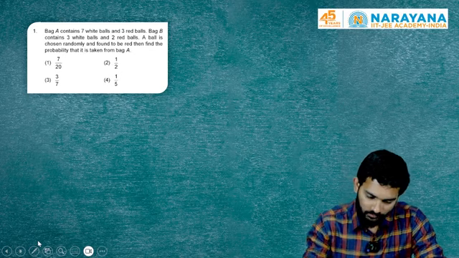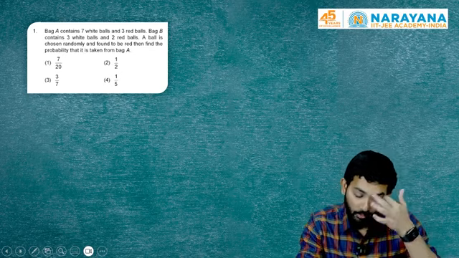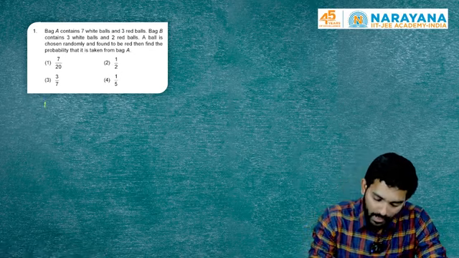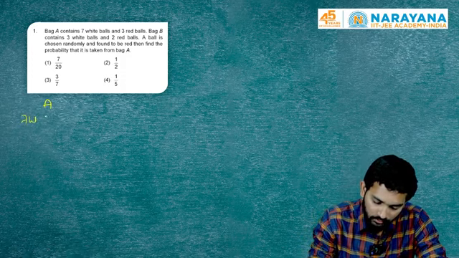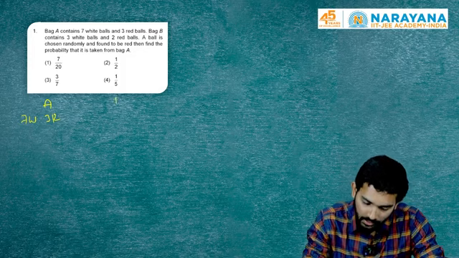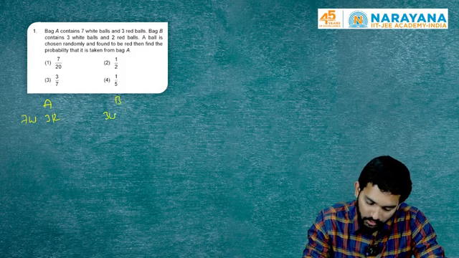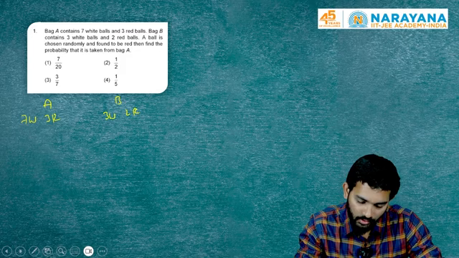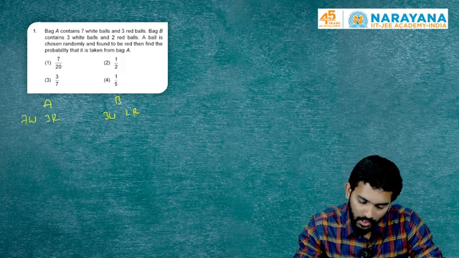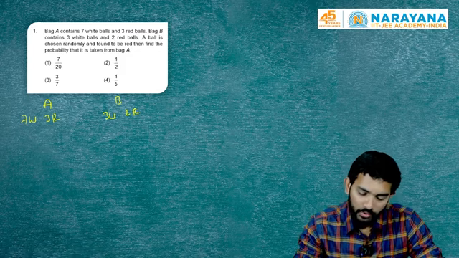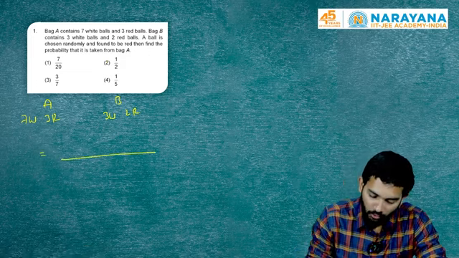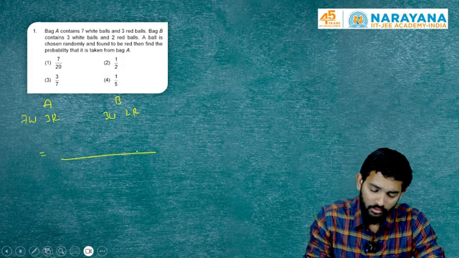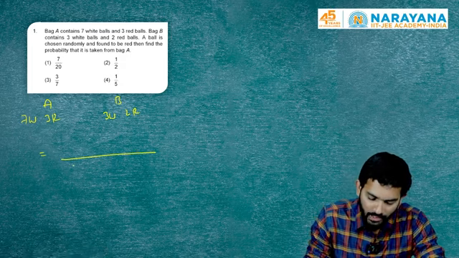So the first question is based on probability. Bag A contains 7 white balls and 3 red balls. Bag B contains 3 white balls and 2 red balls. A ball is chosen randomly and found to be red, then find the probability that it is taken from bag A. So first let us write the total probability of getting a red ball. It can be from bag A or bag B.